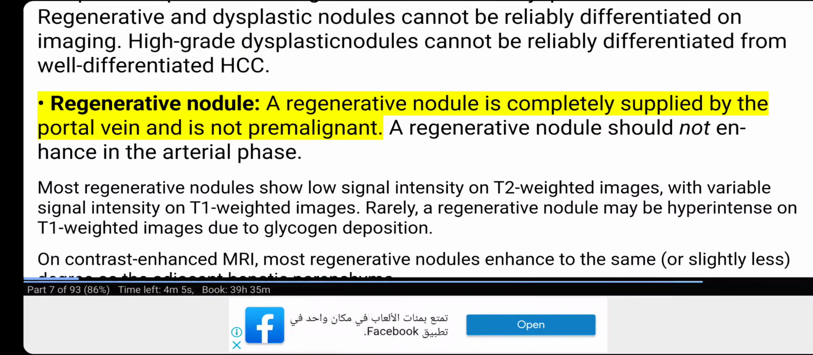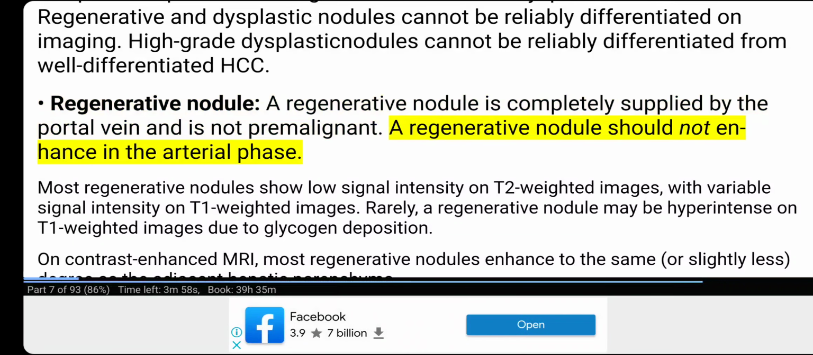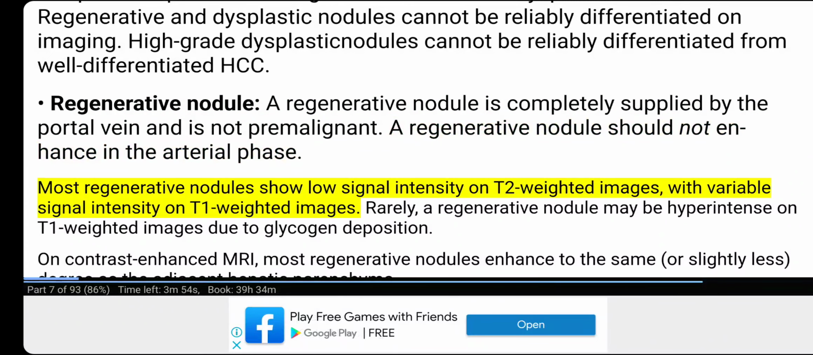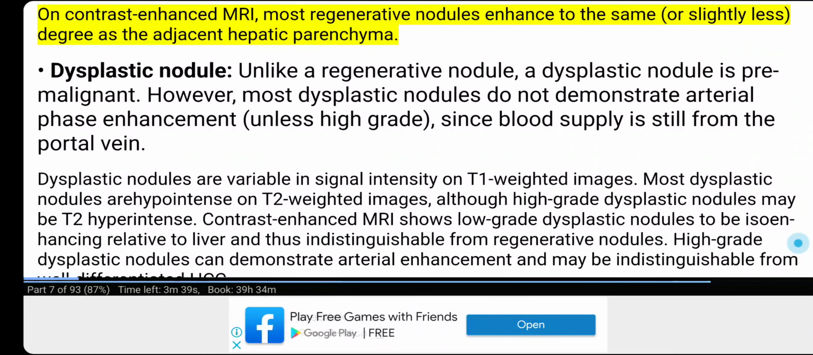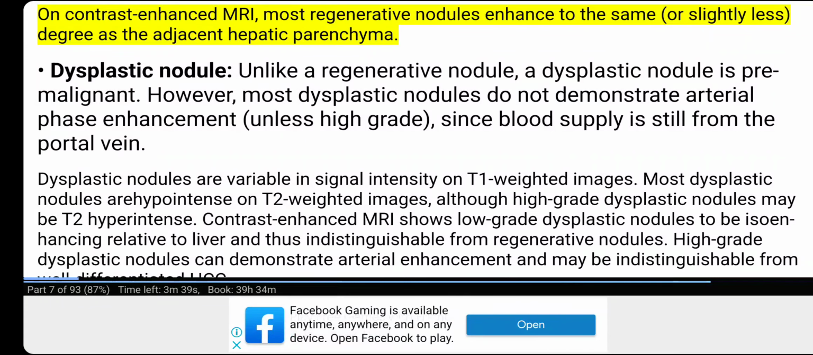Regenerative nodule. A regenerative nodule is completely supplied by the portal vein and is not premalignant. A regenerative nodule should not enhance in the arterial phase. Most regenerative nodules show low signal intensity on T2 weighted images, with variable signal intensity on T1 weighted images. Rarely, a regenerative nodule may be hyperintense on T1 weighted images due to glycogen deposition. On contrast-enhanced MRI, most regenerative nodules enhance to the same, or slightly less, degree as the adjacent hepatic parenchyma.